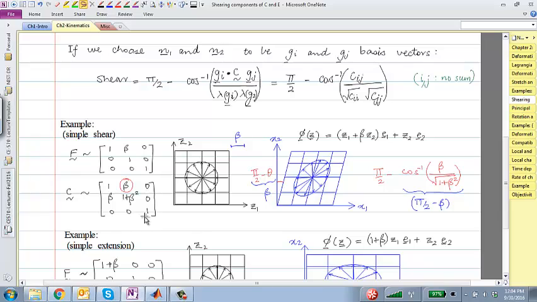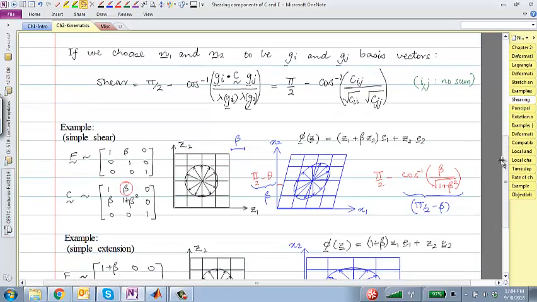Okay, question? I see some quizzical faces here. Are you wondering how you get this to be beta? No, okay. I'll let you verify that.